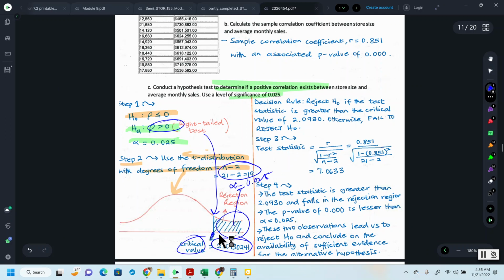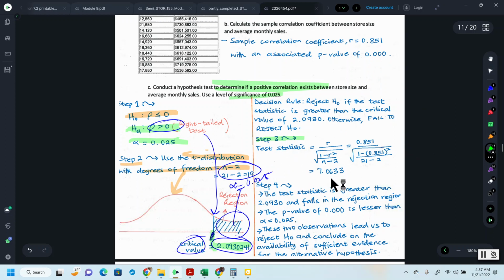So at this point, any value of the test statistic that is greater than this critical value will fall in the rejection region. So I can write my decision rule. I'm going to reject the null hypothesis if the test statistic we're going to compute in step 3 is greater than 2.093. So let's go on to step 3, where we're going to compute the test statistic. Plug in the value of r, which was 0.851 that we got, and we get 7.0633.